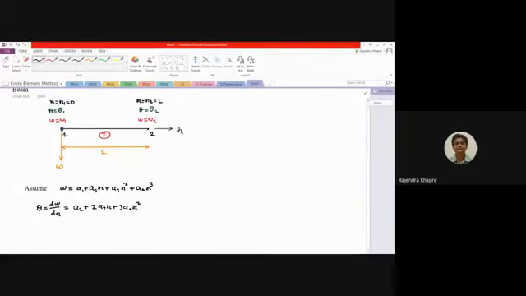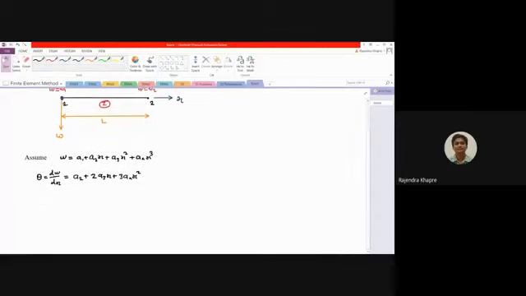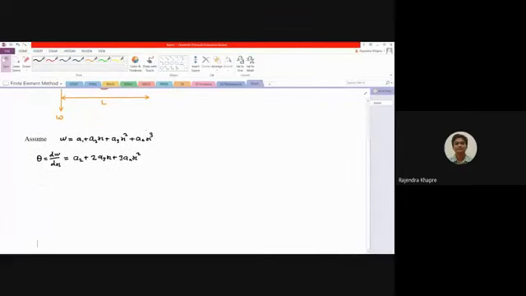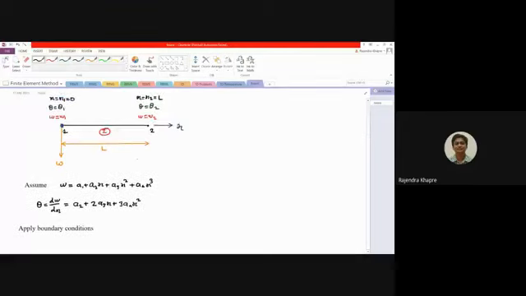So with this background, let us continue ahead to find out the unknown constants. What we can do is apply the boundary conditions over here. Let me write down: apply boundary conditions. Now at point number 1, we already know the values, that is, when x equals 0, the w value will be called the w1 value.